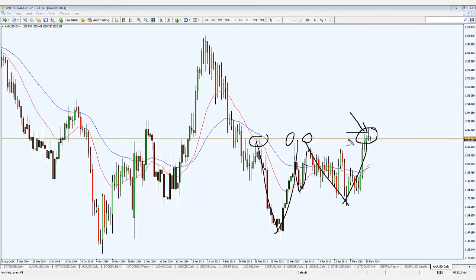So right now price is near the key resistance area, and it'll be interesting to see whether this area holds and whether price can potentially go back and retest this swing low over here. So this is my take on gold. We are at a key resistance level, and we could potentially see a move lower in the coming weeks.